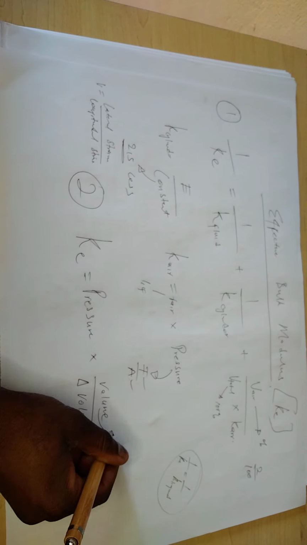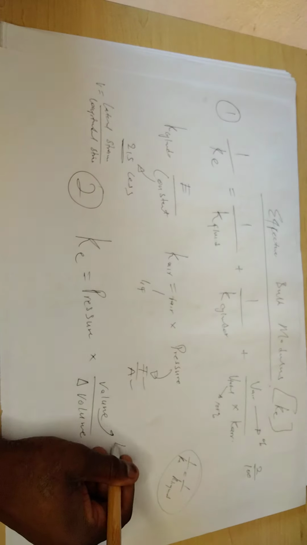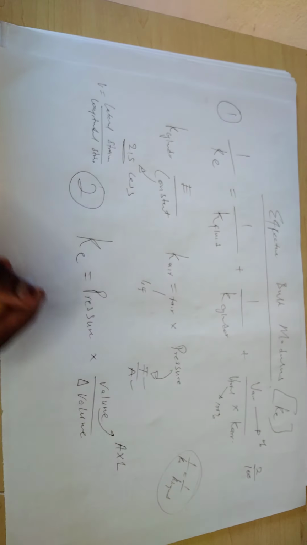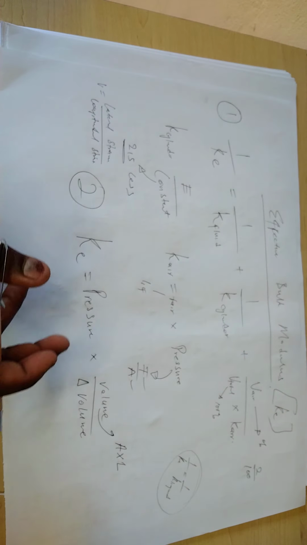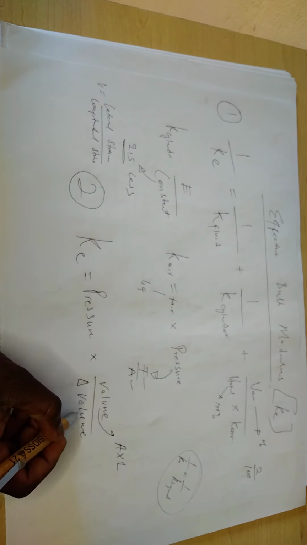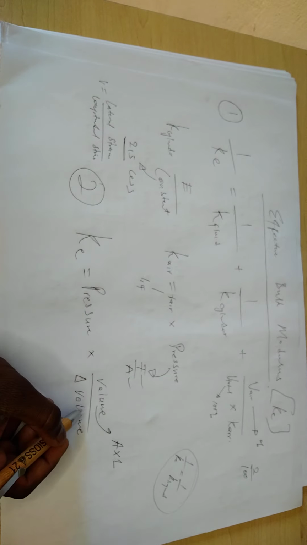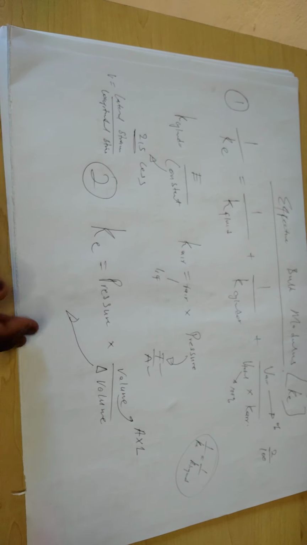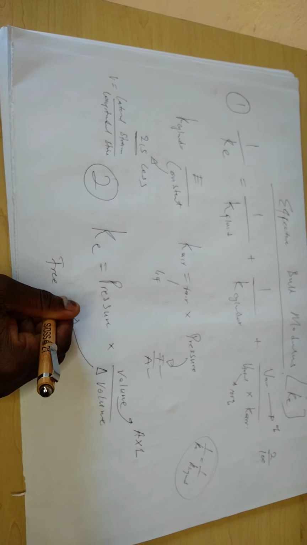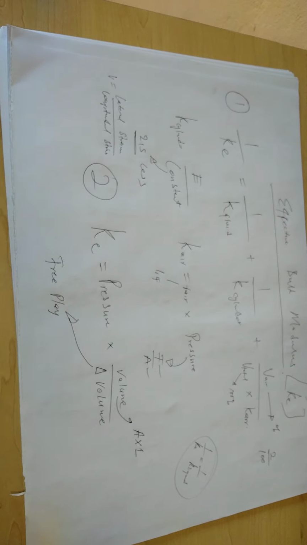So what about this volume? This volume is the volume of the cylinder, which is going to be area multiplied by the length of the cylinder. They're going to tell you the length, how long your cylinder is. And we come here. Where is this change in volume? This is where something called free play comes in. What is free play? The word itself explains it. Free play is an effective movement when we have bubbles in the system.